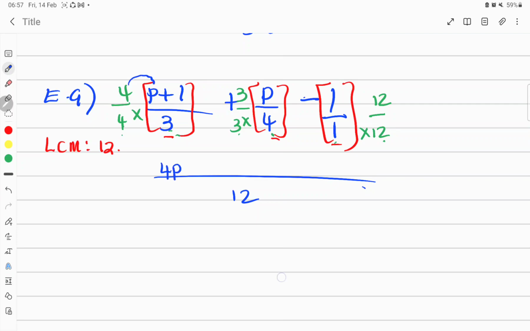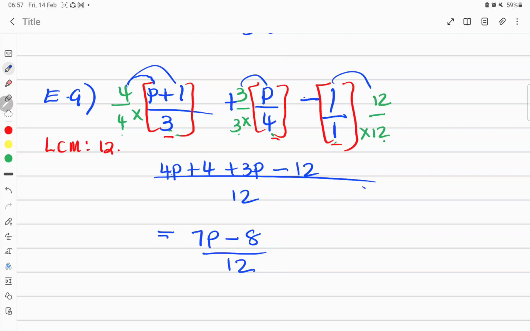4p plus 4, if I'm correct. And then 3 times p, 3p. Minus 1 times 12, 12. Then from there, 4 plus 3, 7p. 4 minus 12 is negative 8. All over 12. Then you are done. I hope it is clear.